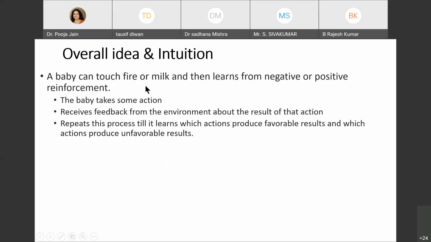So the overall intuition is like this. Suppose one baby is there, and he can touch the fire or he can touch the milk. If he touches the milk bottle, nothing will happen, so it can be considered a positive reward. If he touches the fire, there will be burning sensations, so in the near future he should not touch the fire. This is the overall intuition behind reinforcement learning.